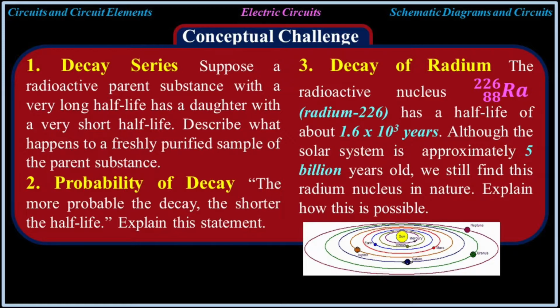Probability of decay. The more probable the decay, the shorter the half-life. Explain the statement. 3. Decay of radium. The radioactive nucleus, radium-226, has a half-life of about 1.6 times 10 to the 3 years. Although the solar system is approximately 5 billion years old, we still find these radium nuclei in nature. Explain how this is possible.